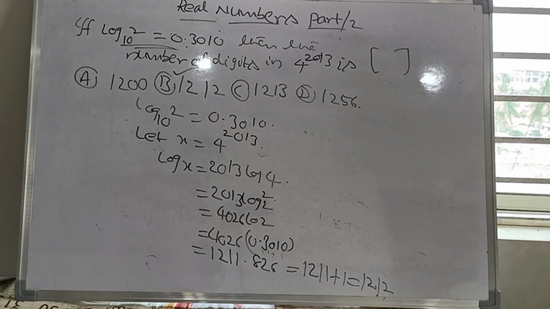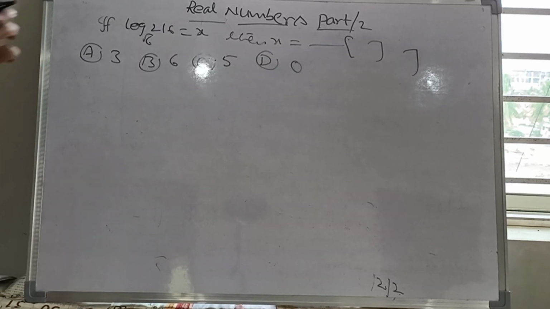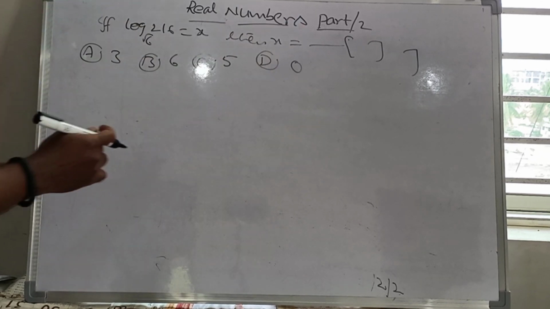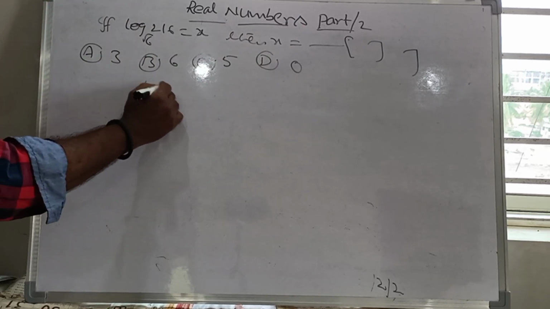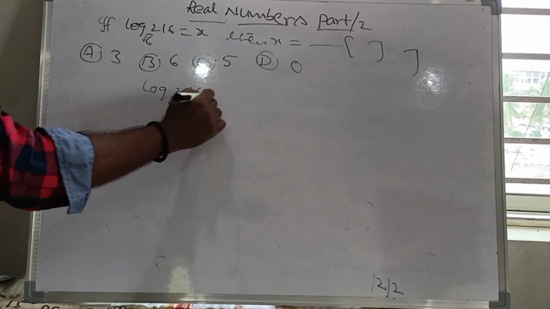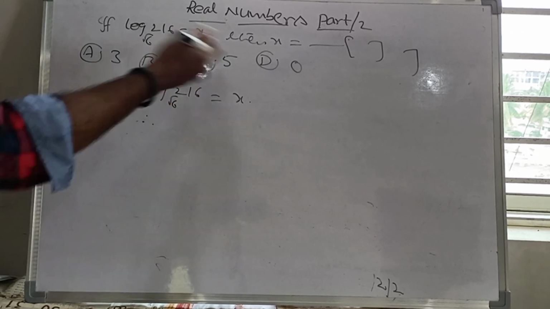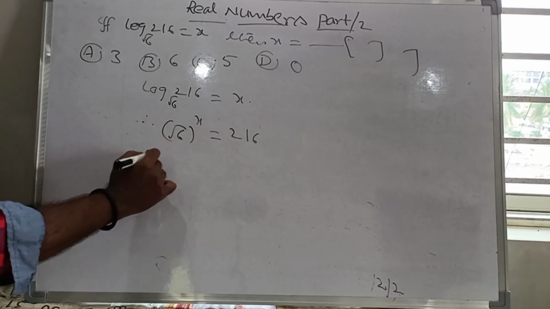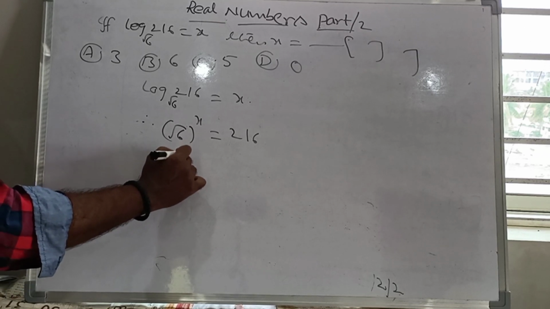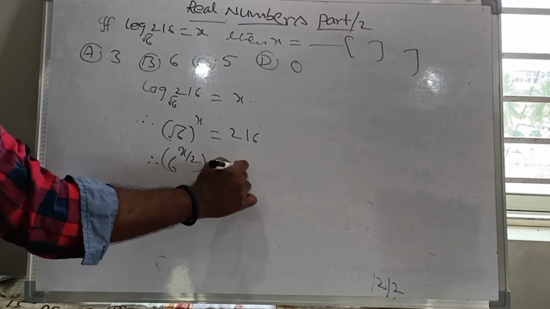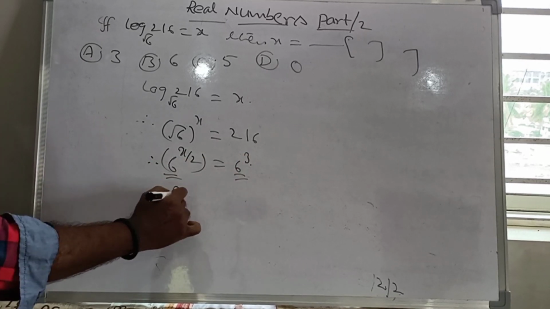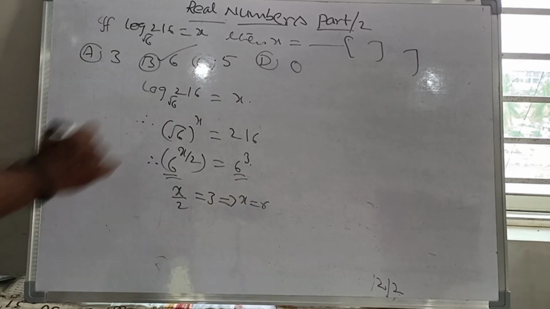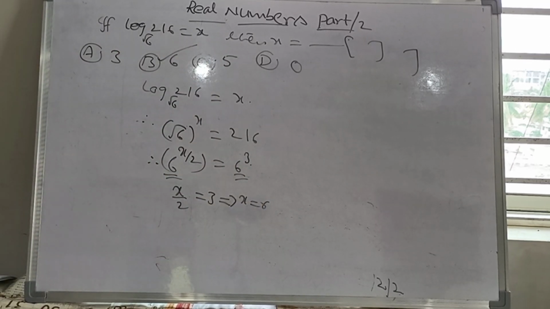Move on to the next question. If log 216 to the base root 6 is equal to x, then x is equal to dash. When this logarithmic form is expressed in exponential form, root 6 whole power x is equal to 216. Therefore 6 power x by 2 is equal to 6 cube. Whenever bases are equal, powers are equal. Therefore x by 2 is equal to 3, x is equal to 6. What is the value of x here? 6.